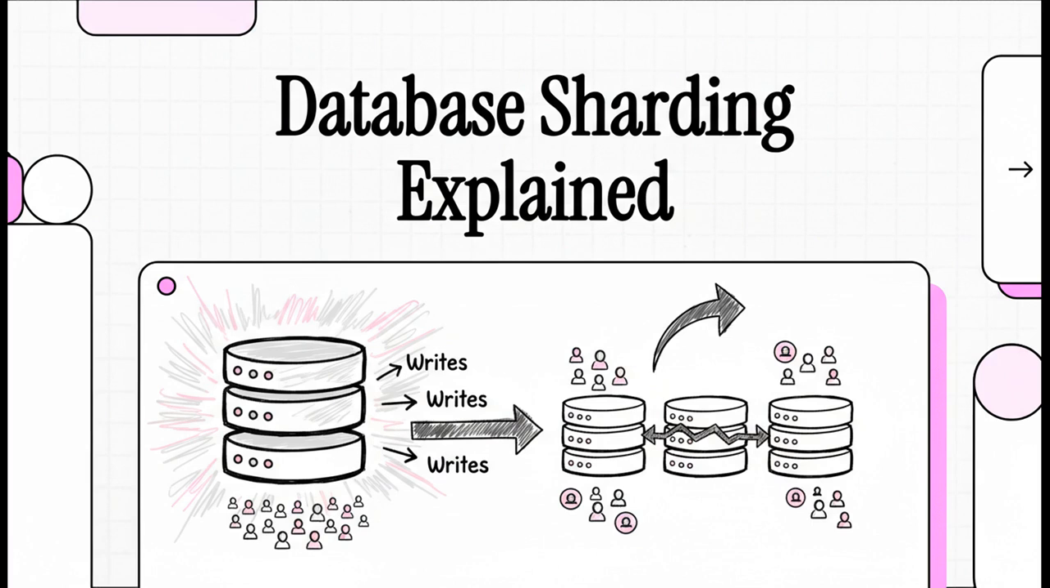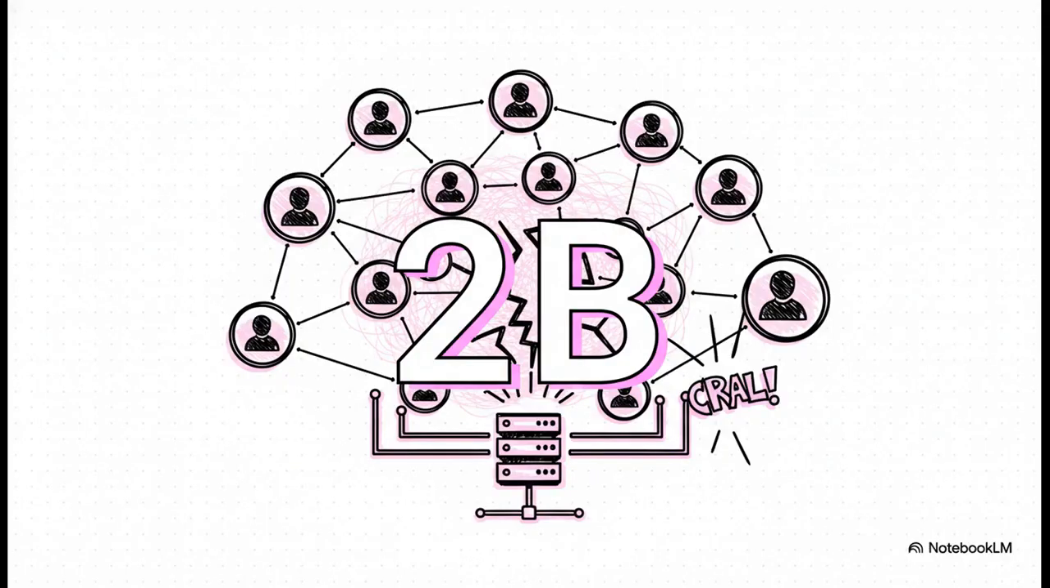Well, today we're going to dive into the ultimate solution for massive scale, sharding. And to really get why this is such a big deal, let's just start with a number. 2 billion. That is roughly how many active users a platform like Instagram has to deal with. Now, how on earth do you manage that much data, all those people, on a single database? The simple answer is you don't. You can't. It's impossible.